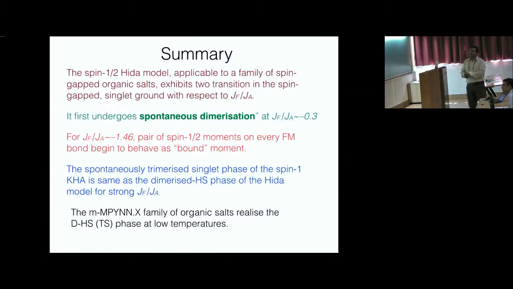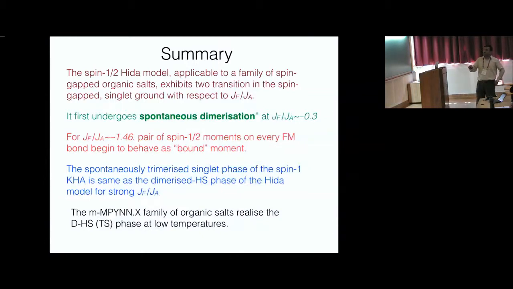And with that, I basically summarize my talk. The spin half Hida model applicable to a family of spin-gapped organic salts exhibits two transitions in the spin-gapped singlet ground state with respect to JF by JA, the parameter in the model. It first undergoes spontaneous dimerization, and then it undergoes moment formation, by which we mean initially they behave like spin halves, and after that they behave like bound spin half moments. So you can't think of them as spin half anymore.